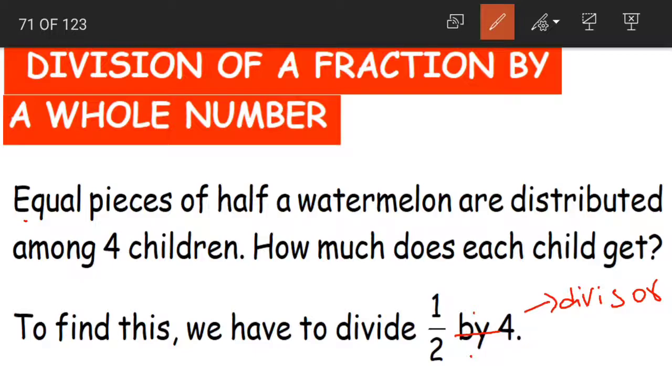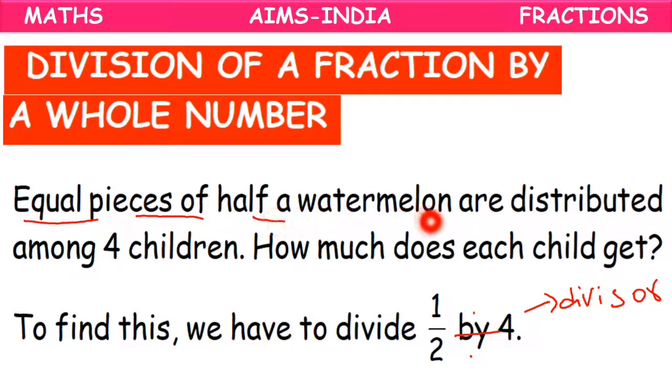Now let us look at the question. Equal pieces of half a watermelon are distributed among 4 children. How much does each child get? To find this, we have to divide 1 by 2 by 4.